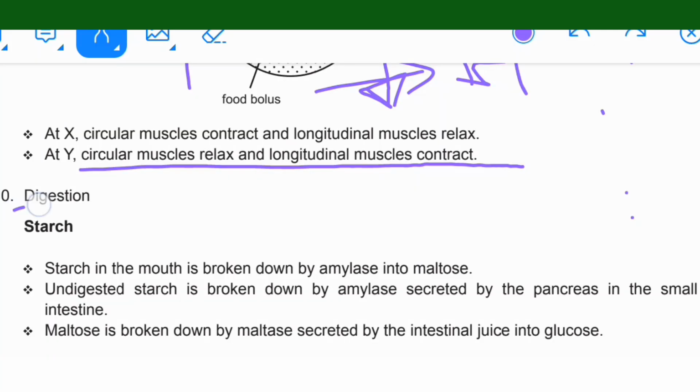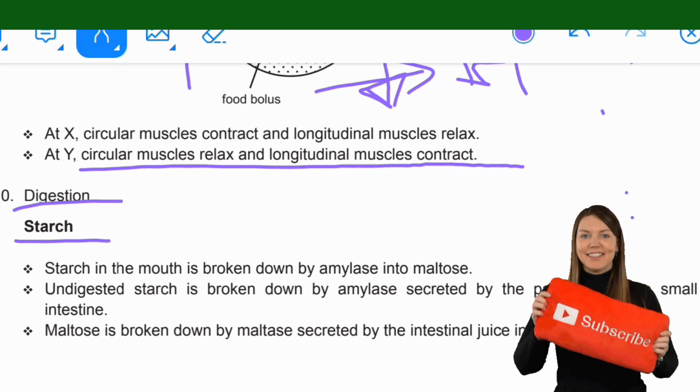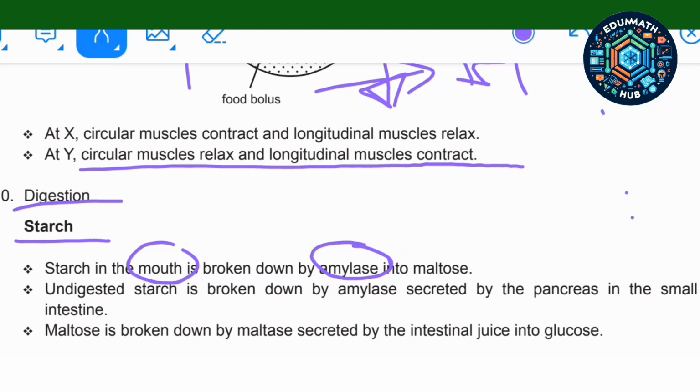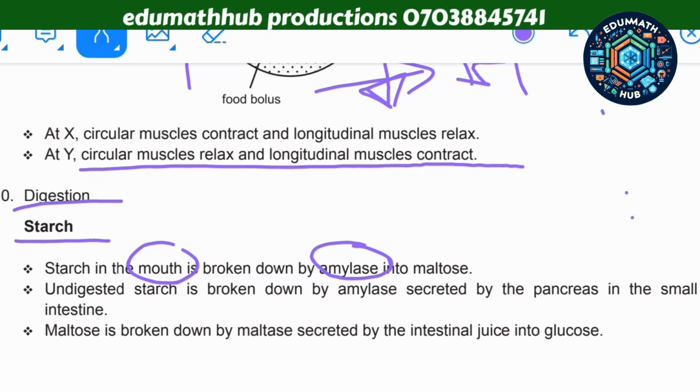The next part is digestion of the major classes of food. So we'll start with starch. Digestion of starch begins in the mouth, and it is started by the enzyme called amylase in the saliva. That amylase will convert the starch in the mouth, maybe you are eating yam or something, into what is called maltose. What if some of the starch is not digested in the mouth?